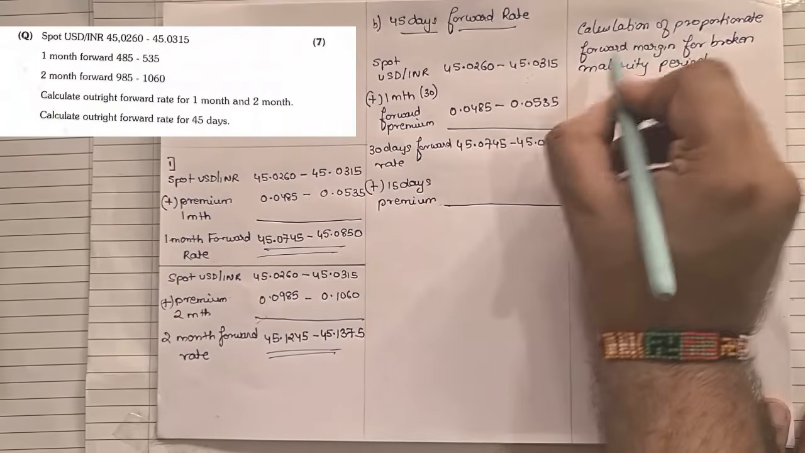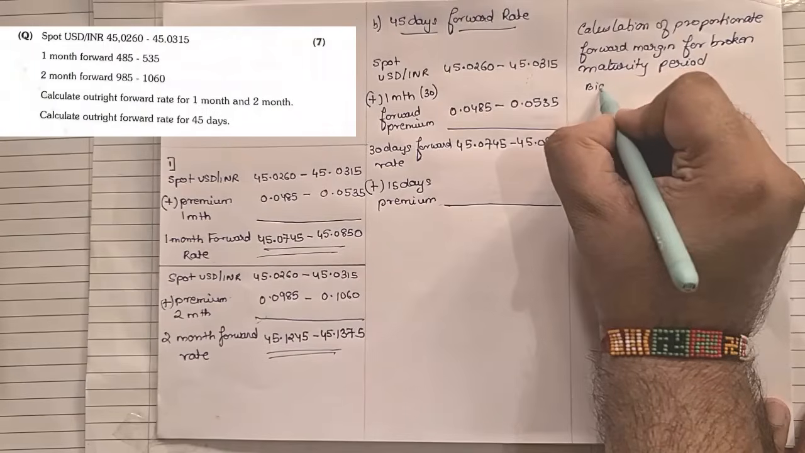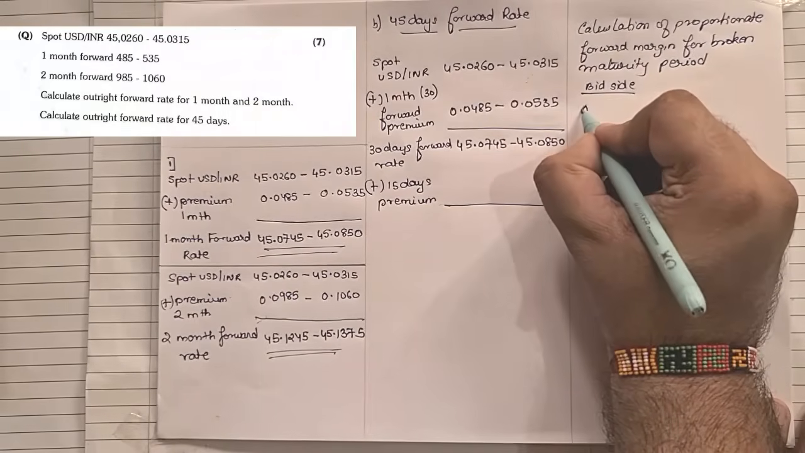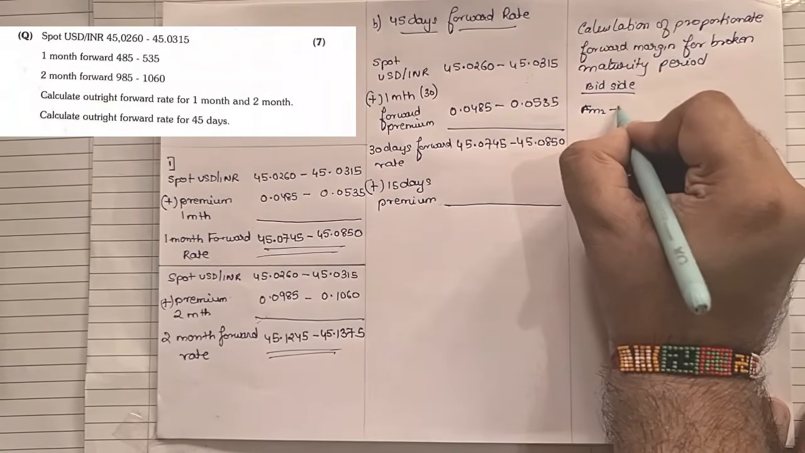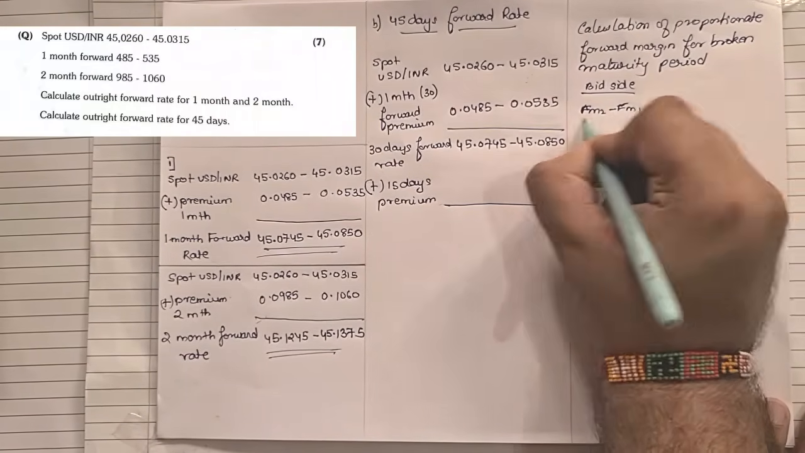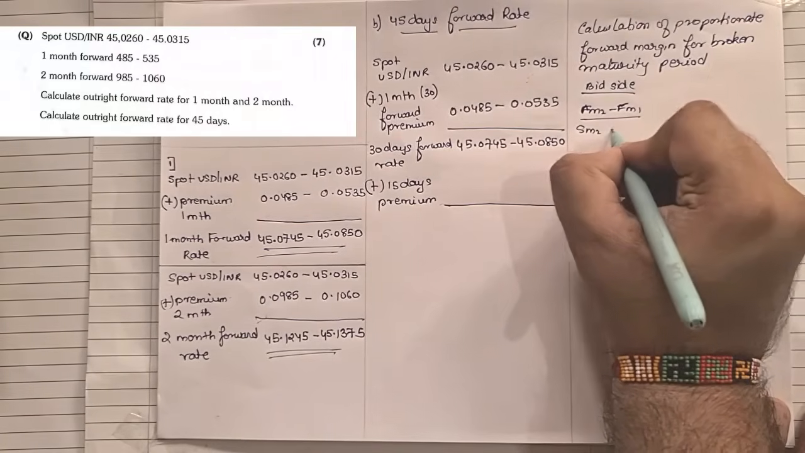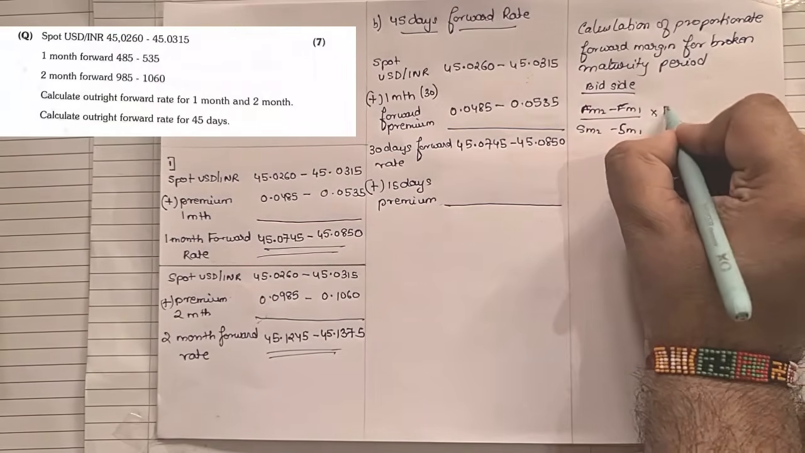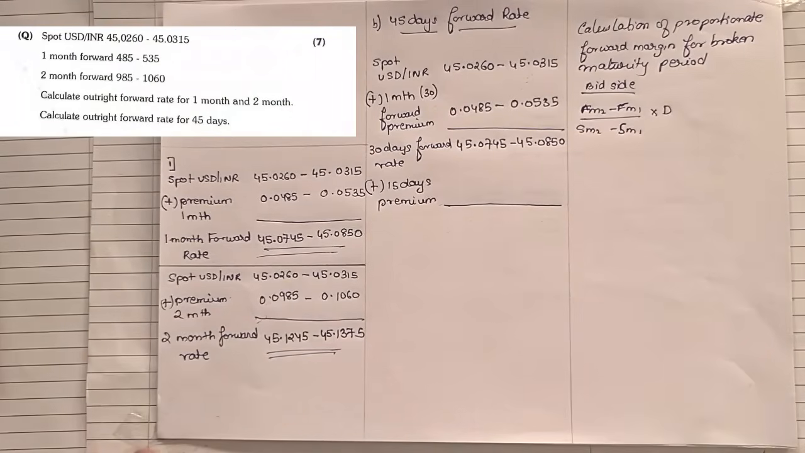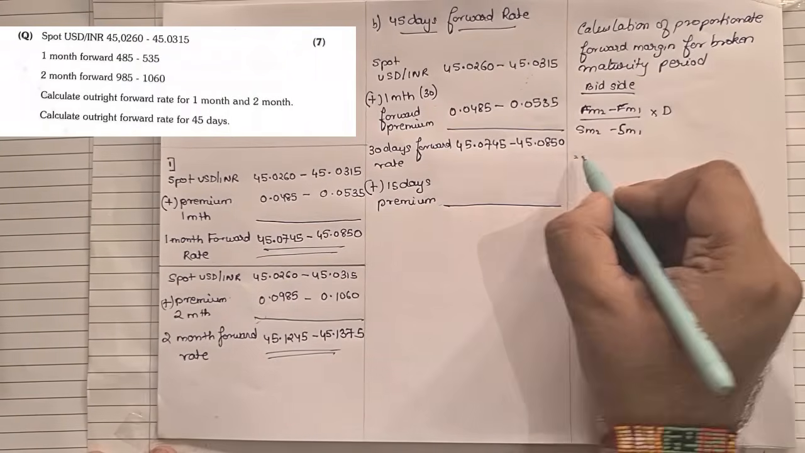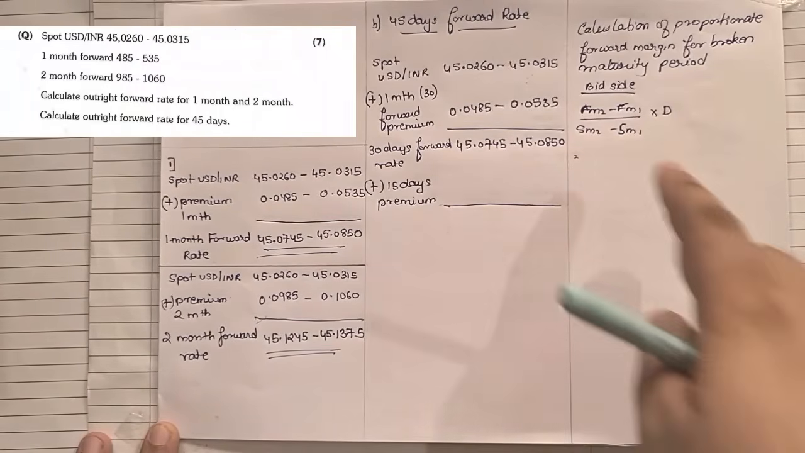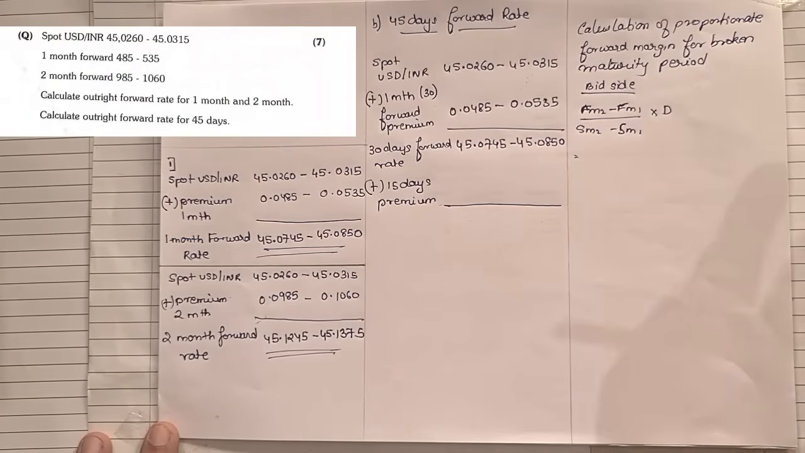Now since we have bid and ask, I'll start with the bid side. The formula is FM2 minus FM1 upon SM2 minus SM1 into D, that is nothing but the duration. FM2 means the forward rates, so now you have to check the forward rate. Now we are talking about the bid side.